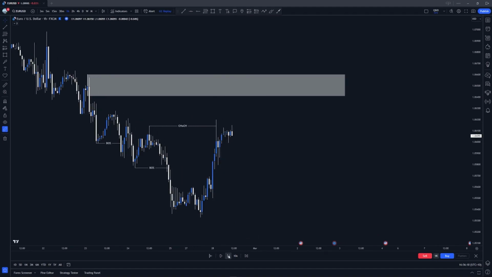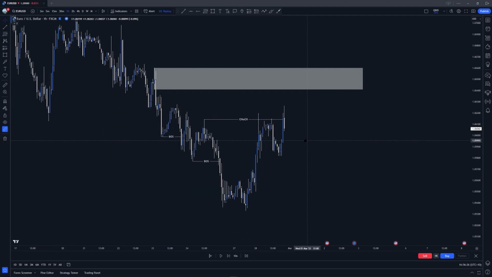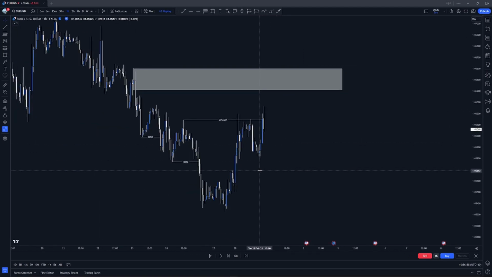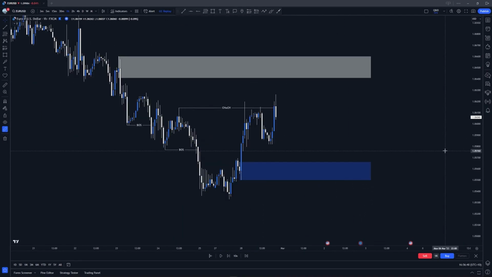So if we just fast forward a bit and wait for a body to close above it, there we get that body close and we can start looking for some longs here. So now our directional bias has flipped and we are looking to get in long. But first, I just want to go over why this supply zone was created.